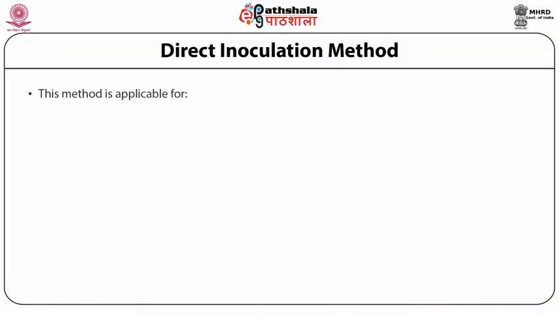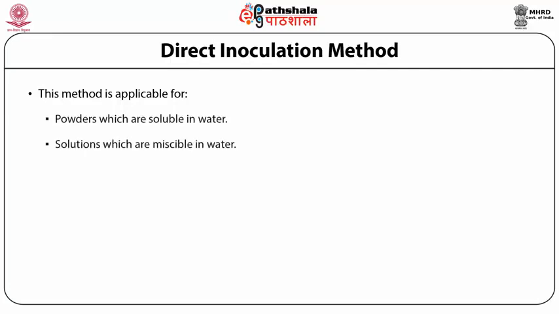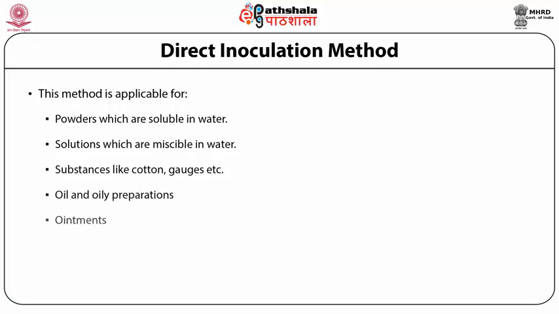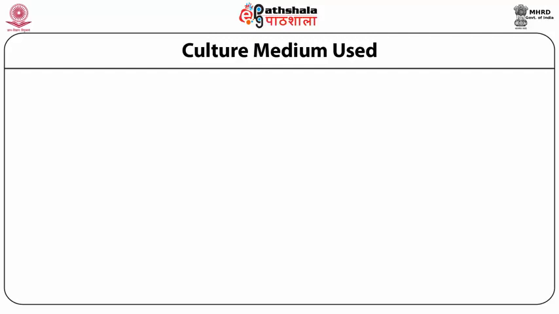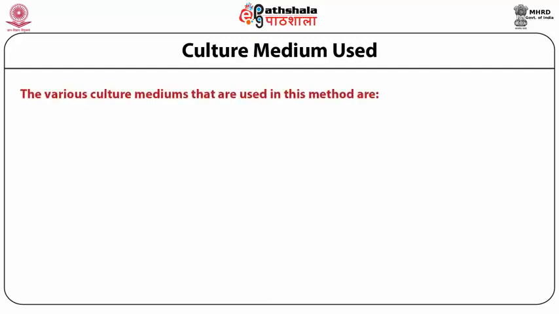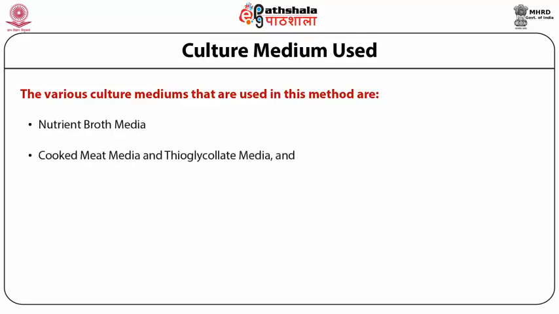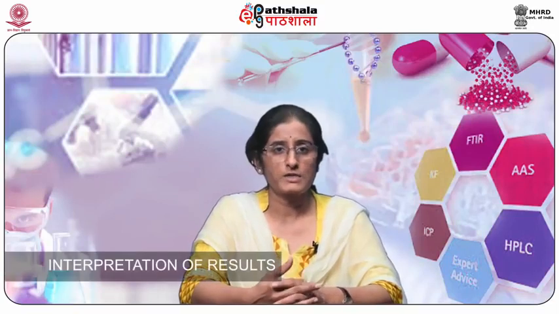examined. This direct inoculation method is applicable for powders which are soluble in water, solutions which are miscible in water, substances like cotton and gauze, oil and oily preparations, ointments, sterile devices, and transfusion or infusion assemblies. Culture media used for this direct inoculation method: the various culture media used in this method are nutrient broth media, cooked meat media, thioglycolate media, and Sabouraud media.